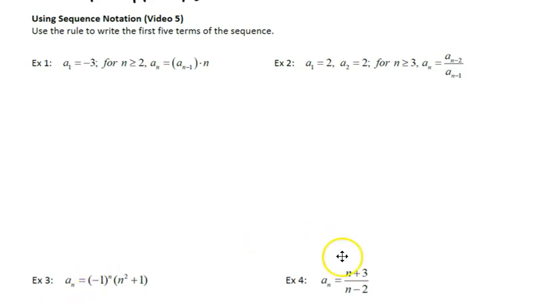Sequence notation can be a little confusing until you practice with it. So I want to show you examples of two recursive sequences and two explicit rules for sequences and how we use them to generate the terms in the sequence. So we'll start out with two recursive rules.